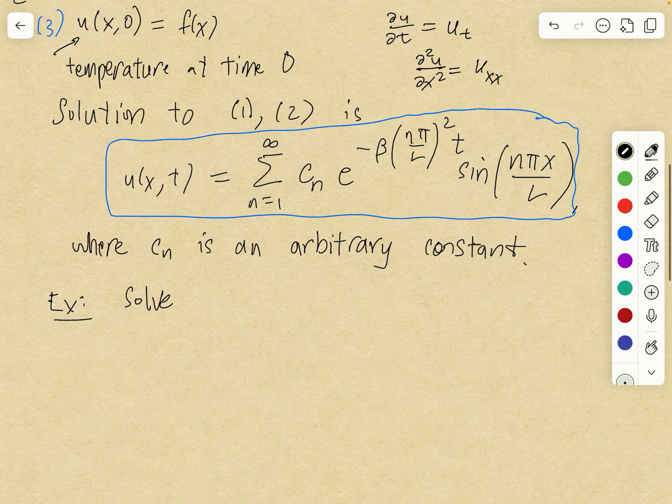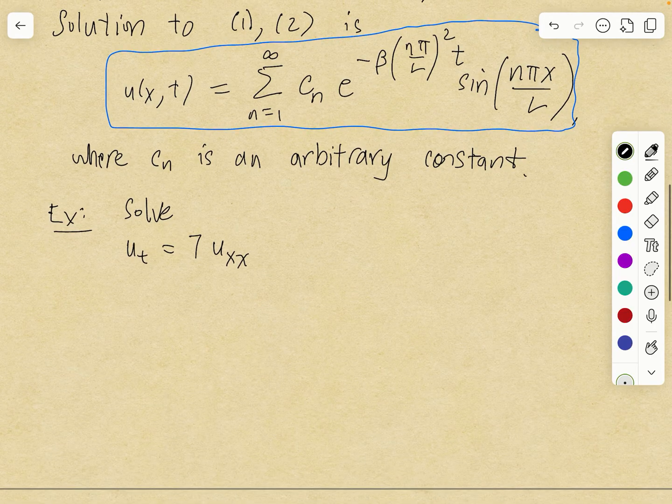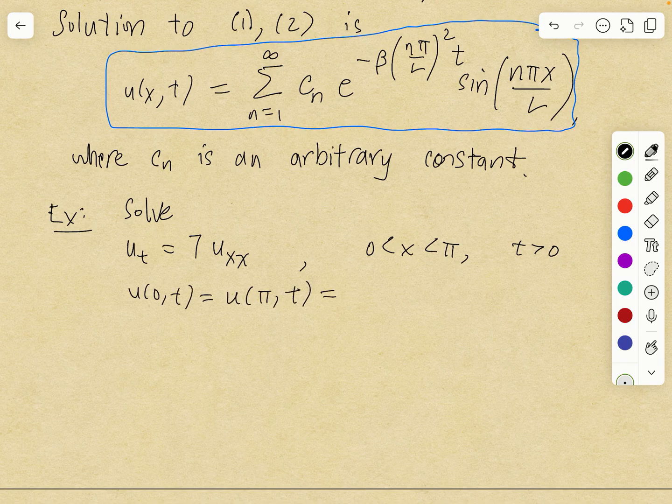So anyway, solve u sub t equals 7 u sub xx. I'm using this notation because it's faster to write down than the partial derivatives with the d's. Here x goes from 0 to pi, and t is greater than 0. u of 0,t equals u of pi,t equals 0.